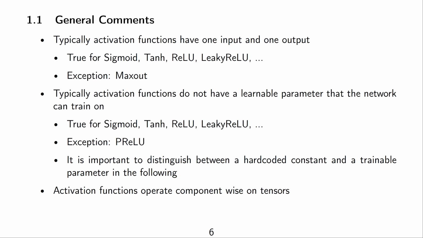While all the activation functions will be plotted and shown as functions with one input and one output in the following, when they're implemented, they will operate component-wise on a tensor. So if we receive as input a tensor that has a width, a height and a depth, then the activation function will simply operate on each element, and so the tensor that you get as output will have the same size as the tensor that you get as input.